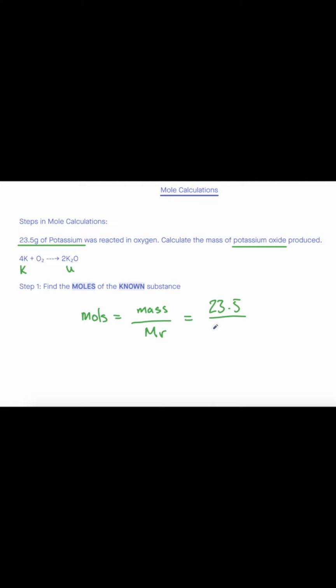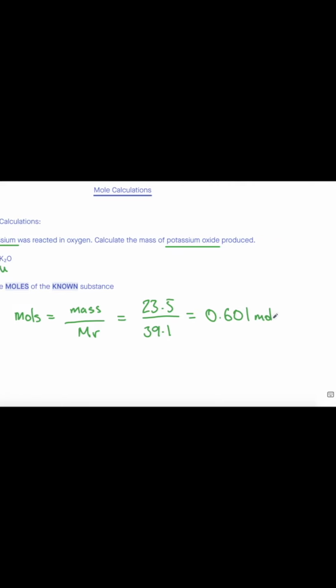For example, if we wanted to work out the mass of potassium oxide that was produced from 23.5 grams of potassium, we can label what's known and unknown on the balanced equation. We know the mass of potassium, so we can label that as known, and we're trying to find out the mass of potassium oxide, so we can label that as unknown. So the first step is to find the moles of the known substance by using the correct formula out of the 3. As we're dealing with masses, we can use the first equation, moles is equal to mass over Mr. So that means it's 23.5 divided by the Mr of potassium, which is 39.1 according to the periodic table. This gives an answer of 0.601 moles of potassium.